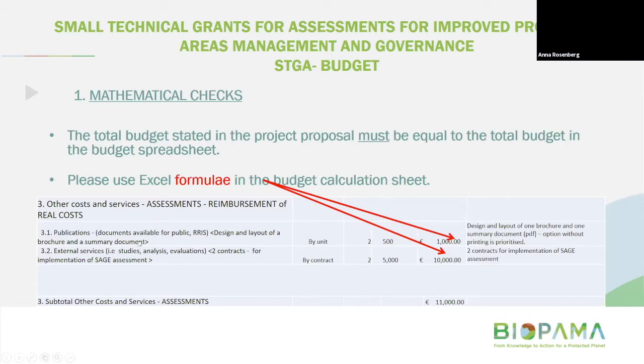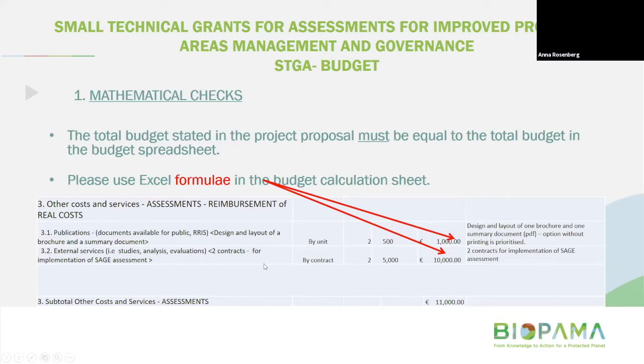Let's say you plan to publish some documents and you need funds to implement the design and layout of a brochure. You plan to have 2 cost items in this line. So you enter 2, then you enter the unit price per each brochure, and then there is a formula calculating the total amount, which is 1,000 in this case.